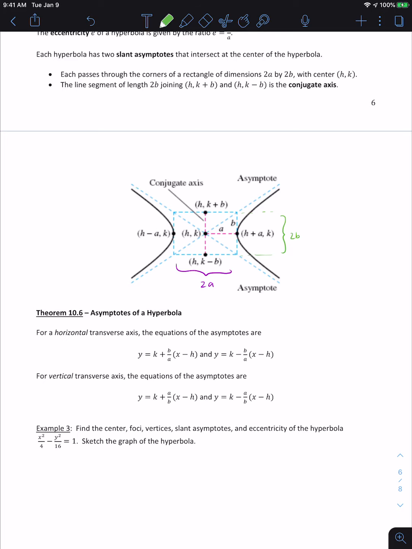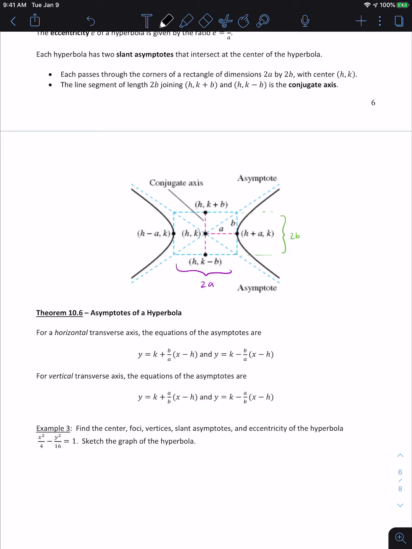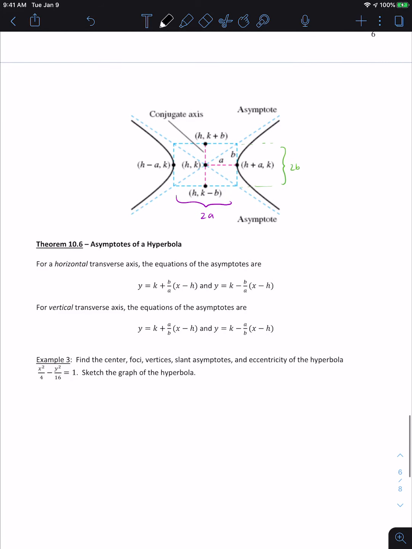Okay, so now we look at the question. Fortunately, this one's already in standard form to save us a little bit of time, so we don't have to practice doing the completing the square twice. But now we're going to find the center, foci, slant asymptotes, and eccentricity of the hyperbola x squared over 4 minus y squared over 16 equals 1. So let's just write it. x squared over 4 minus y squared over 16 is equal to 1.